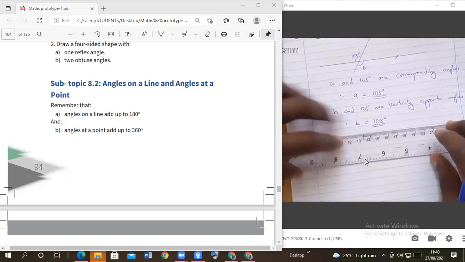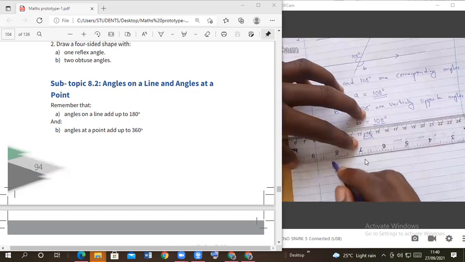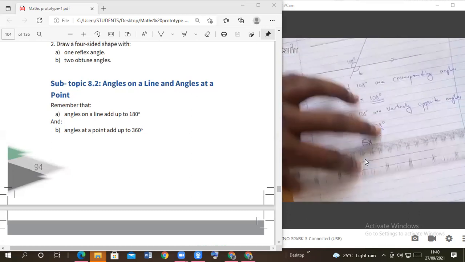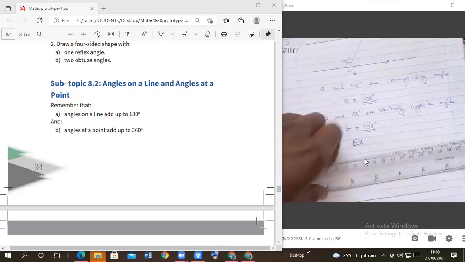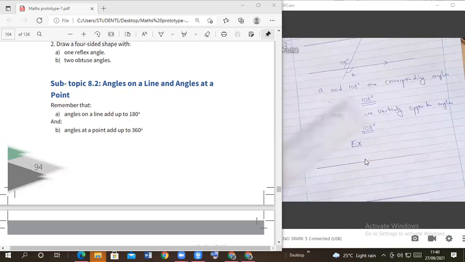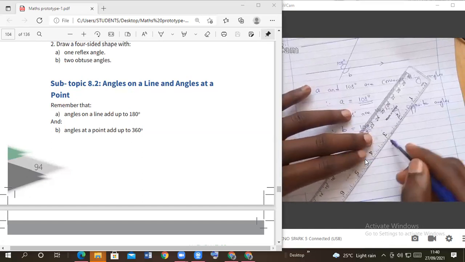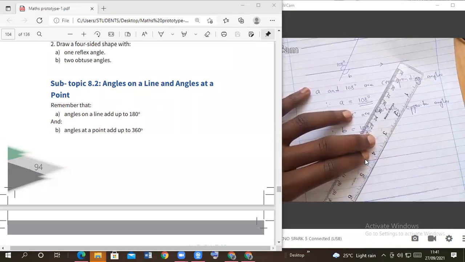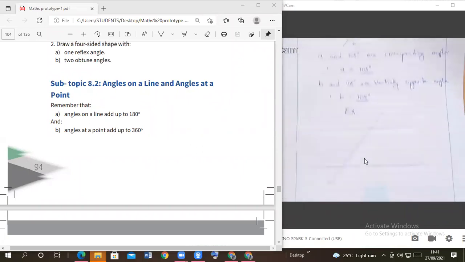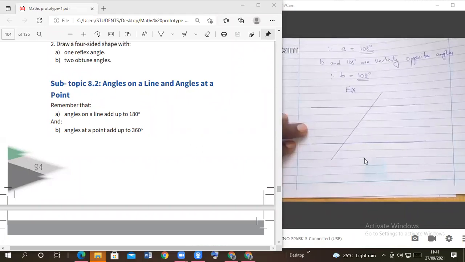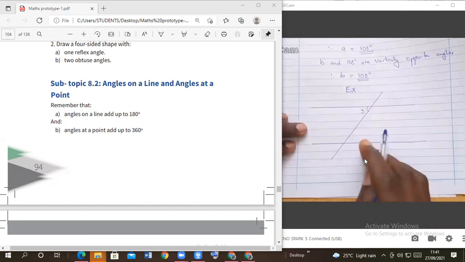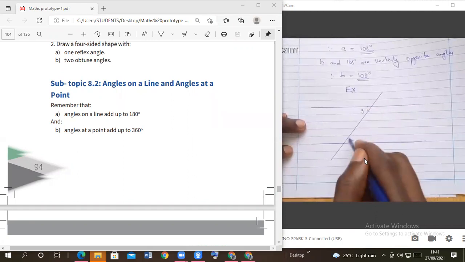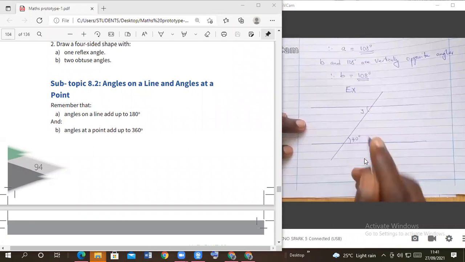Do for me this. Find the angle marked. Exercise.